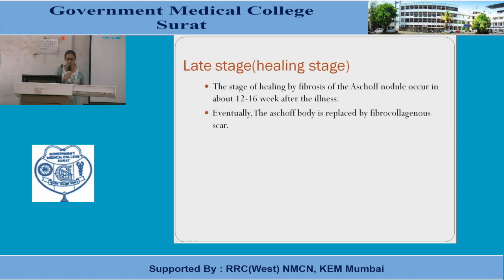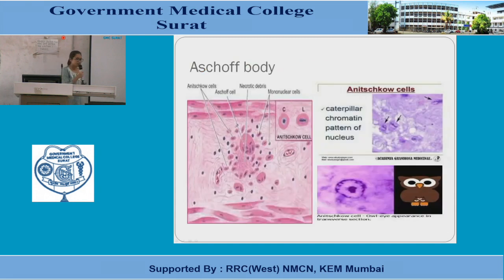And the late stage occurs 12 to 16 weeks after illness. Eventually, the Aschoff body is replaced by a fibrocollagenous scar. So, here is the microscopic view of Aschoff body, in which you can see fibrinoid necrosis as well as Anitschkow cells, that are cardiac histiocytes, and multinucleated cardiac histiocytes, that are Aschoff cells.